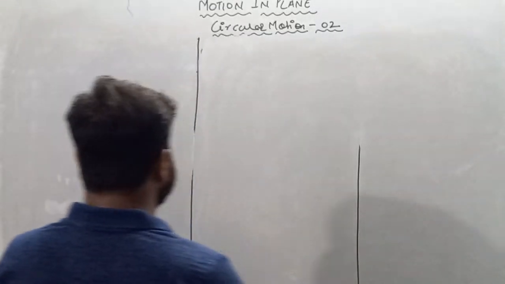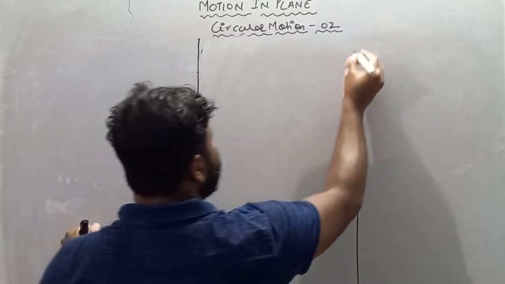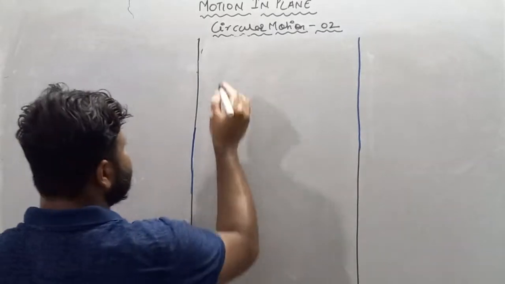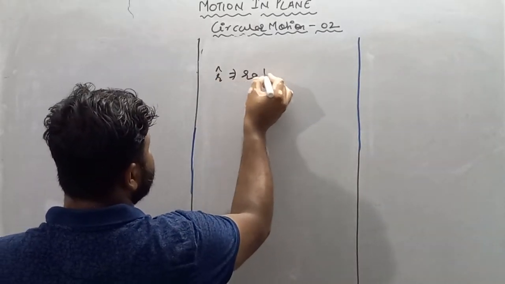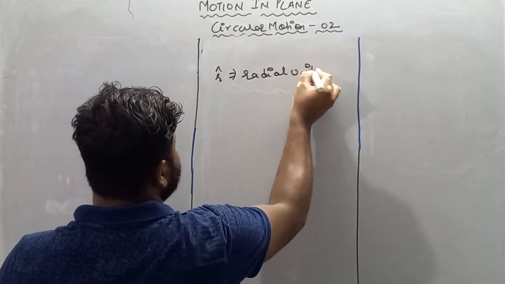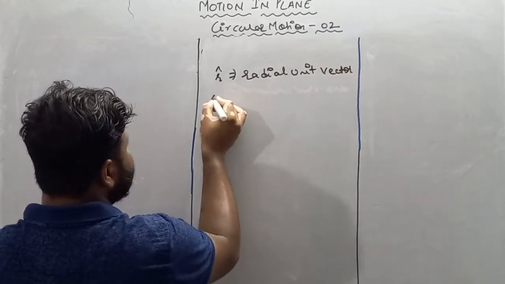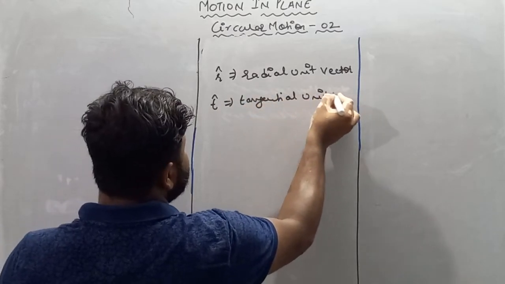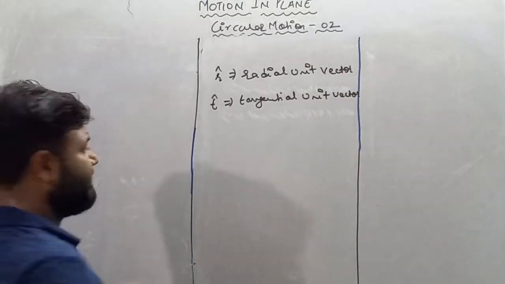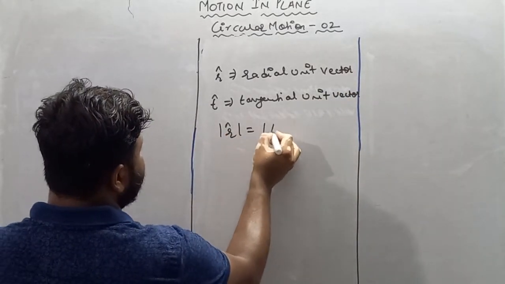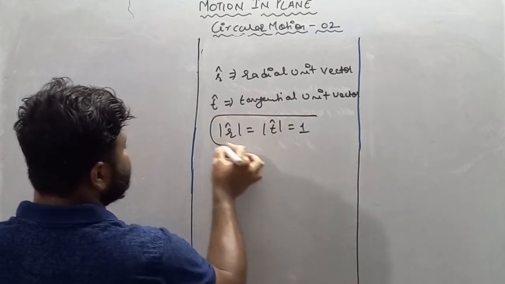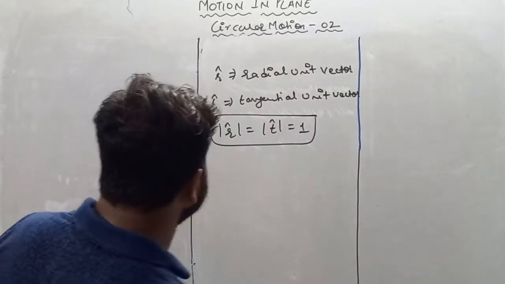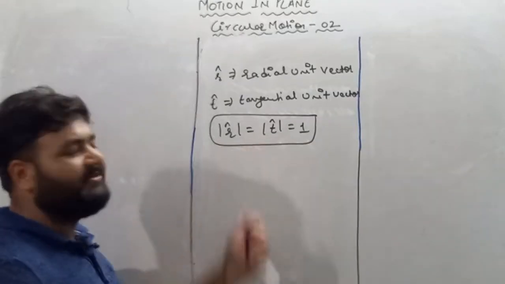But in the previous class I already told you, my dear student, when we are talking about circular motion, then we use two different unit vectors. One is r cap, the radial unit vector, and second is t cap, which is the tangential unit vector. As these two are also unit vectors, their magnitude is also equal to 1. In the universe, whatsoever the unit vector is, its magnitude is always equal to 1, my dear student. Remember this thing.